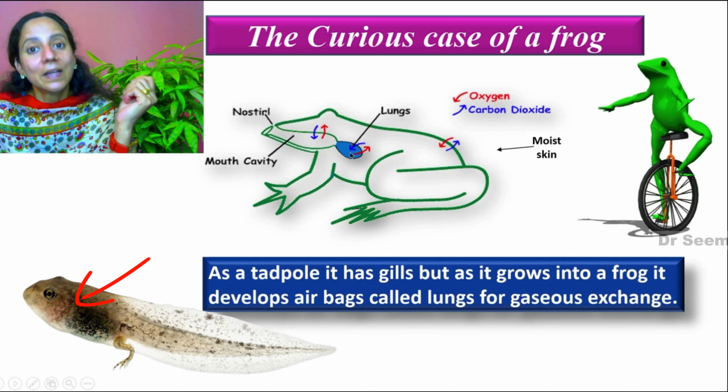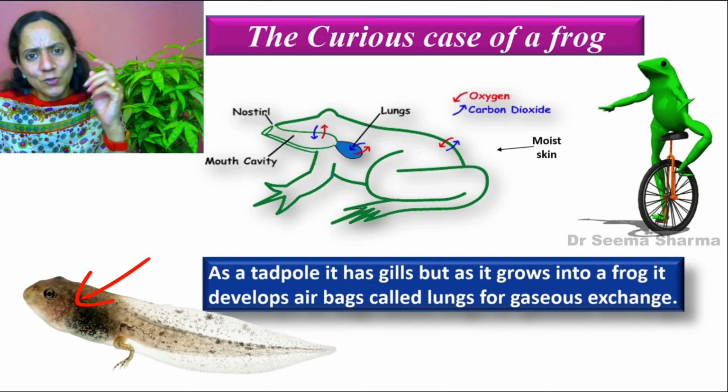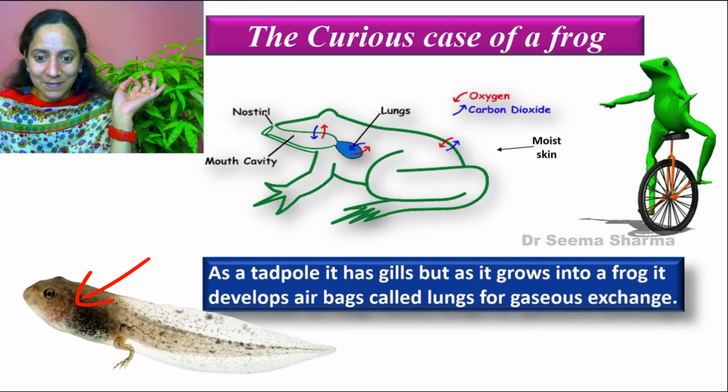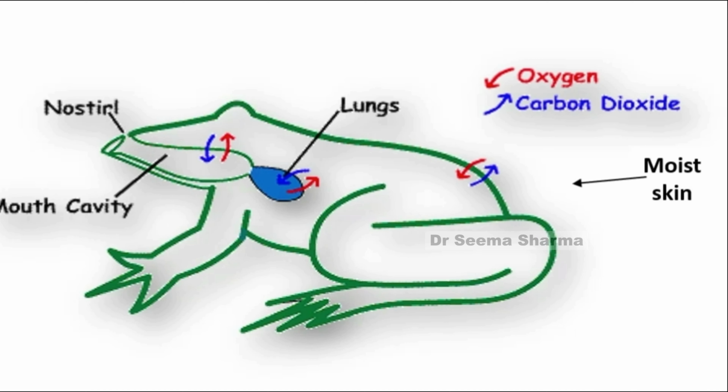So you can see the tadpole, which is the young one of a frog. It is fish-like and it has gills for exchange of gases. But as it grows, it develops air sacs, which are called lungs, to take oxygen in and to exhale carbon dioxide. But in addition to this, it has moist skin. So it helps the frog to go for exchange of gases through its skin also.